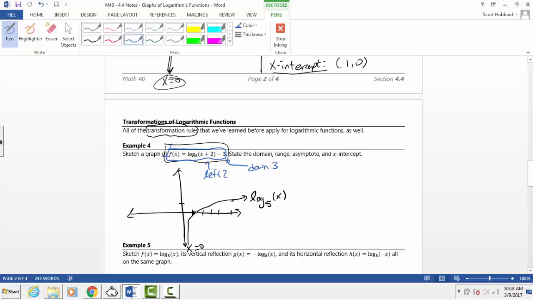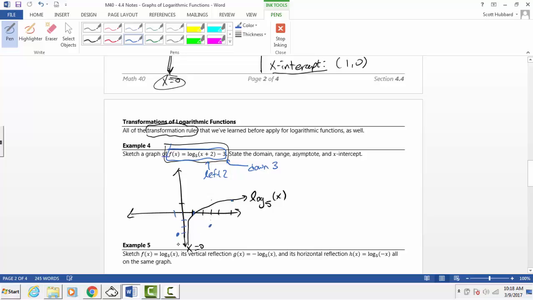So I'll take this point and I'll go left 2, so 1, 2, and I'll move down 3, 1, 2, 3. So right here. And then I'll take this point, which was (5, 1), right here. I'll move left 2, 1, 2, and I'll move down 3, 1, 2, 3.